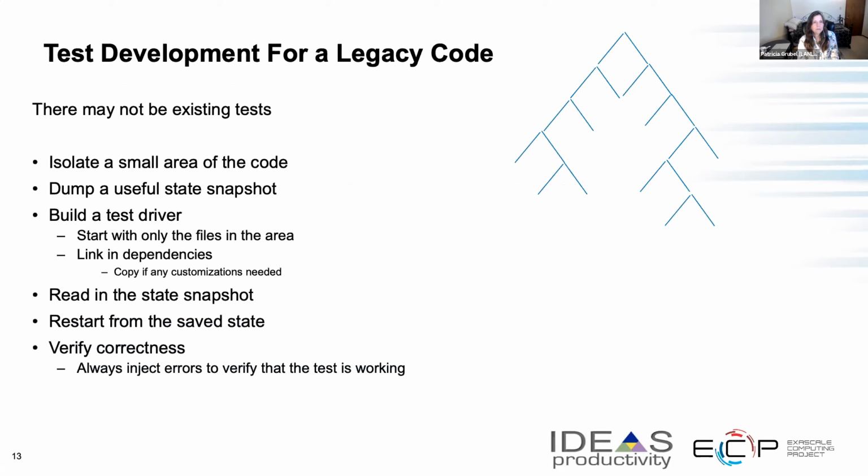And last, I want to talk about test development for legacy code. In legacy code, many times tests don't exist or they don't cover enough, and we don't have the prior key developers available to understand the code. So what you can do is maybe isolate a small area of code that you'd like to start covering and dump a useful state snapshot for that code. Build a test driver. Start with just the files in that area and link in dependencies. Copy in any kind of optimizations. You might have to copy some of the dependencies and then customize them.